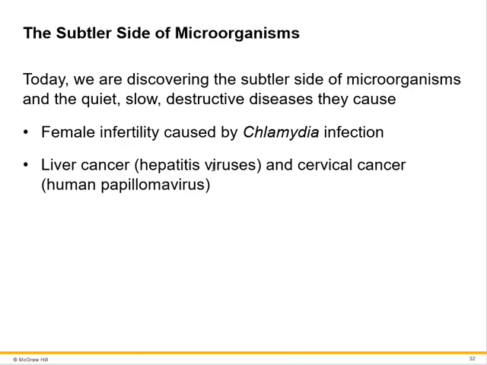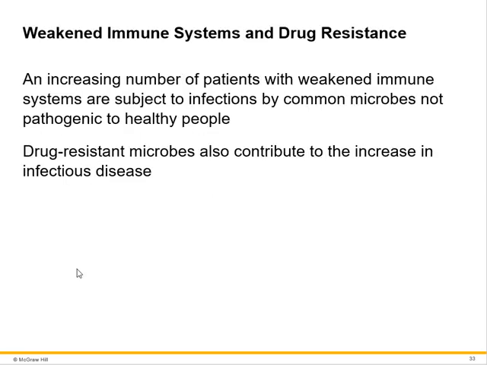Now we're seeing the subtler side of microbes: slow, quiet, destructive diseases, like female infertility caused by chlamydia infection, where they may not have even known they had it because it was probably asymptomatic. Liver disease like hepatitis C can be very silent until you start to have liver cancer and see its symptoms. Cervical cancer is caused by human papillomavirus. So again, we're finding that microorganisms cause diseases that we wouldn't have thought of as microbial.